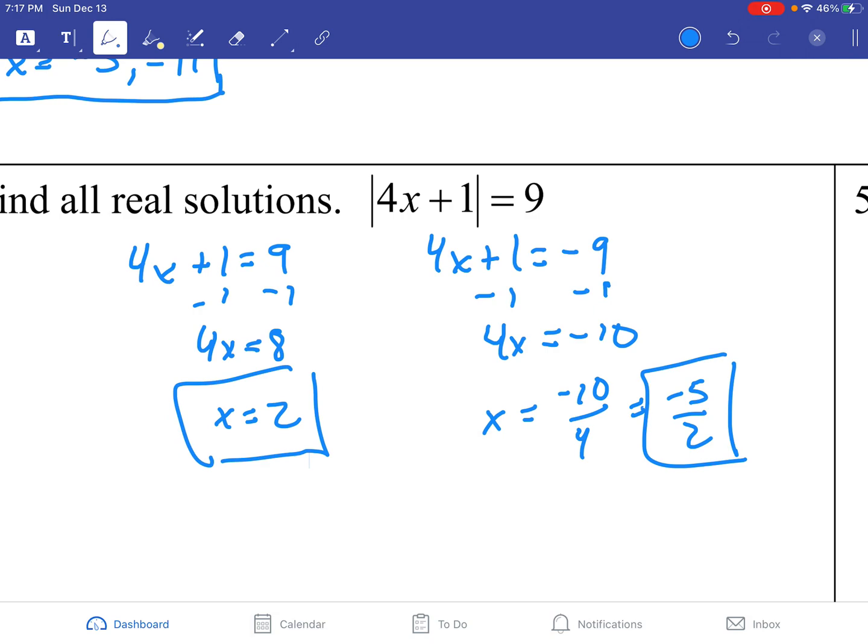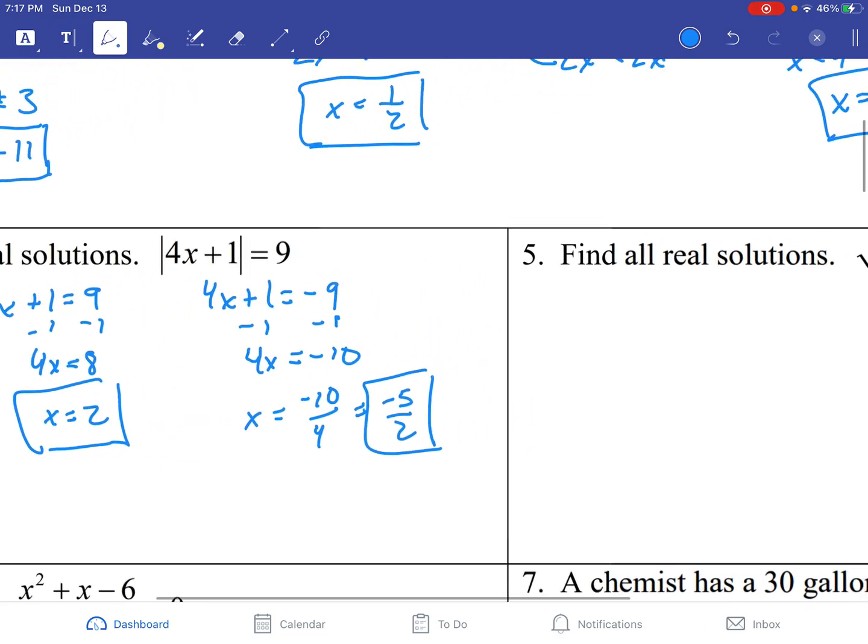Now, technically, you should check your answers in absolute value equations, but unless there's an x on the outside of your absolute value brackets, you don't really need to at this point in time. So we're good.